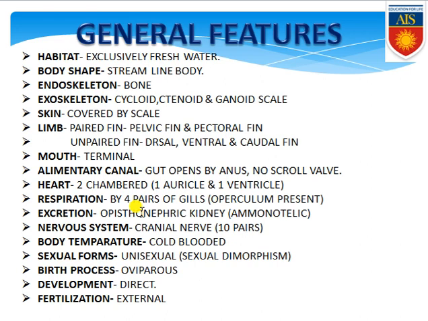Nervous system, you can see here they have 10 pairs of cranial nerves. They can't regulate their body temperature because they are cold blooded or poikilothermic. If you see their sexual forms, they are unisexual. In two separate bodies, two sex organs are present. Birth process, obviously they lay eggs, so for that reason they are oviparous. Development is direct, and fertilization is external, because the fertilization between sperm and egg happens outside of the body in the water. So for that reason they show external type of fertilization.